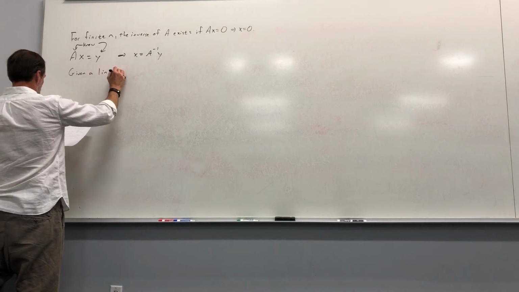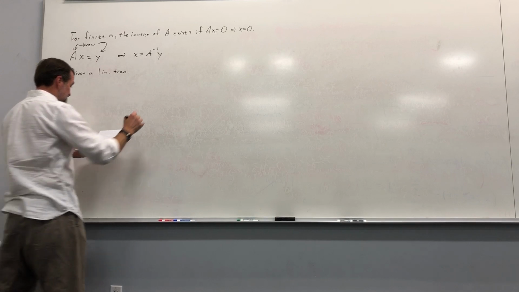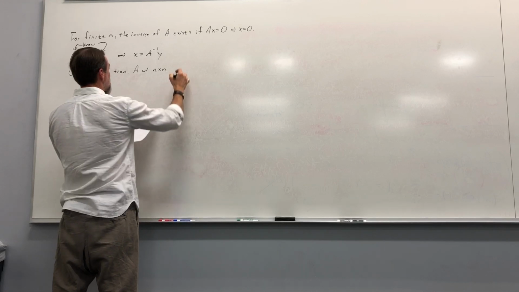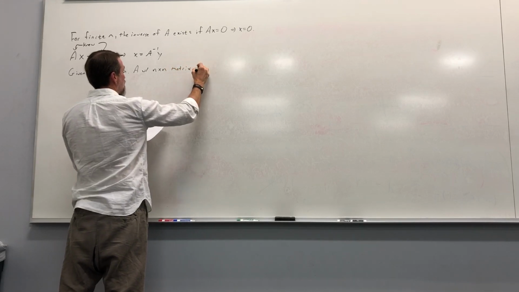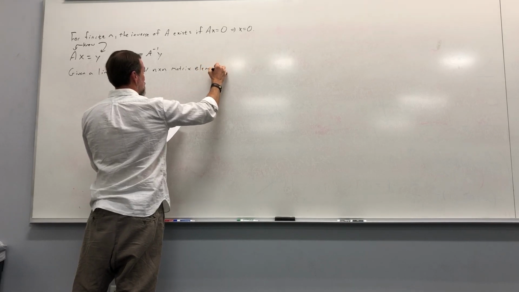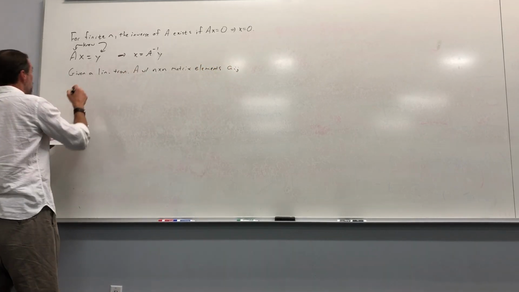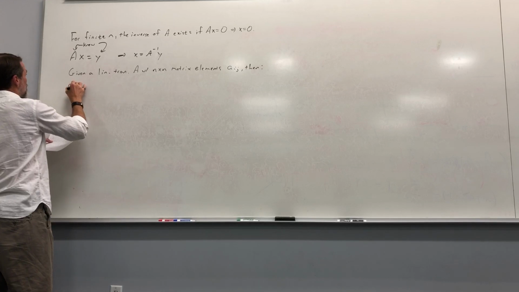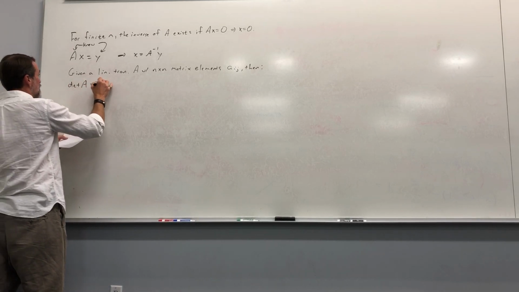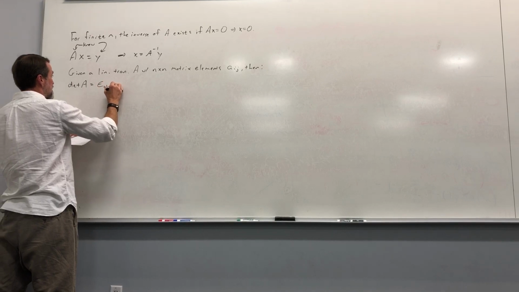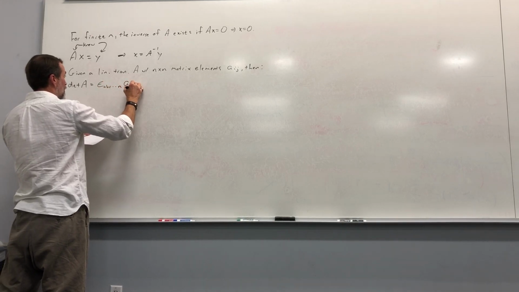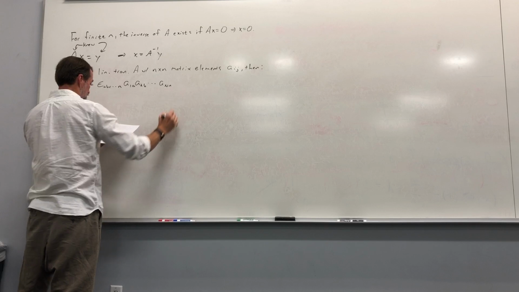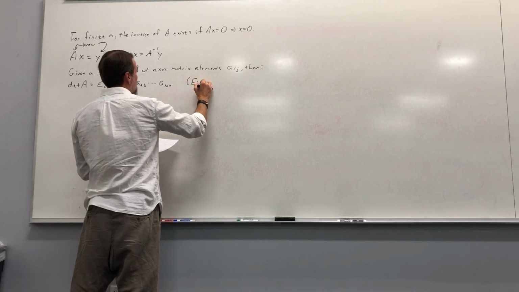Given a linear transformation, which I will often abbreviate as such, A, with n by n matrix elements, Aij, then the determinant of the matrix A can be expressed as epsilon A, B, C, dot, dot, dot, n, A1A, A2B, dot, dot, dot, A, n, n, where we are utilizing what's called the Einstein summation convention.